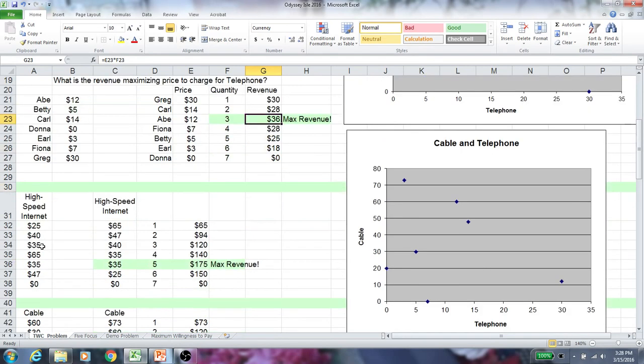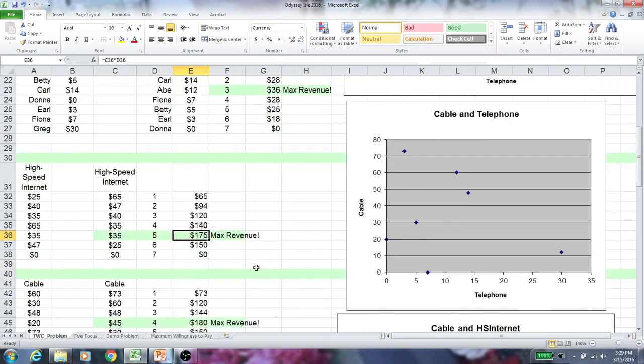High-speed internet is the same situation. You take all the information, you reorder it from highest to lowest. You number them from 1 to 7 because you'd only get 2 customers if you charge 47, but you could get 3 customers if you charge 40. And the amount of revenue that you get is equal to the amount that you're thinking about charging times the number of customers you would get if you charge that price. And therefore, the best way to maximize revenue with high-speed internet is to charge 35 and get 5/7 of your market, or 5 out of 7 people. That's the max revenue there.